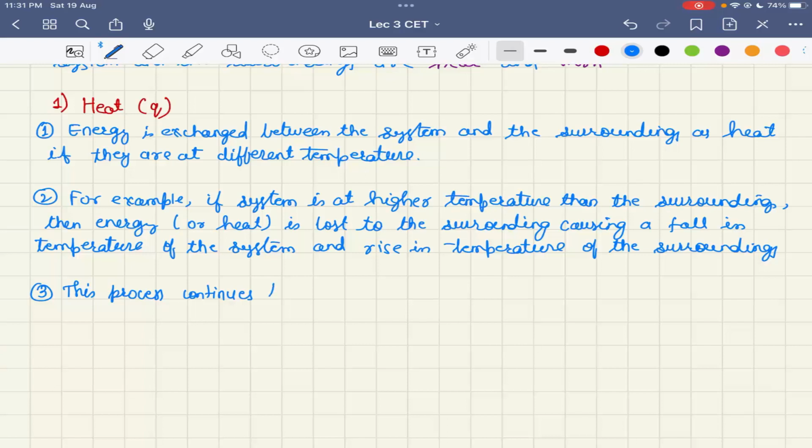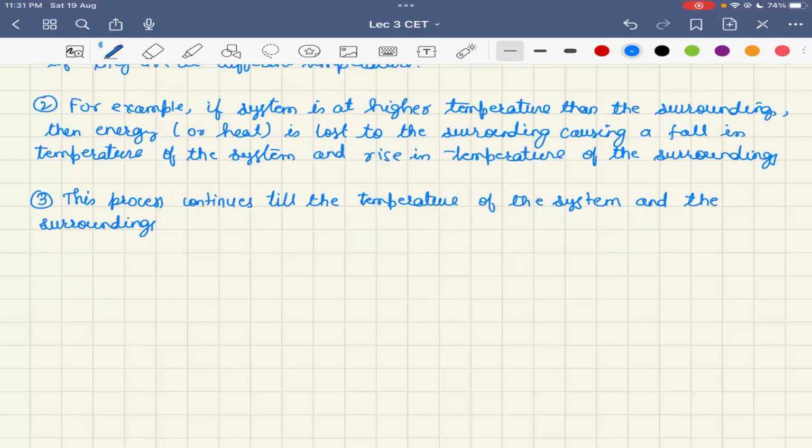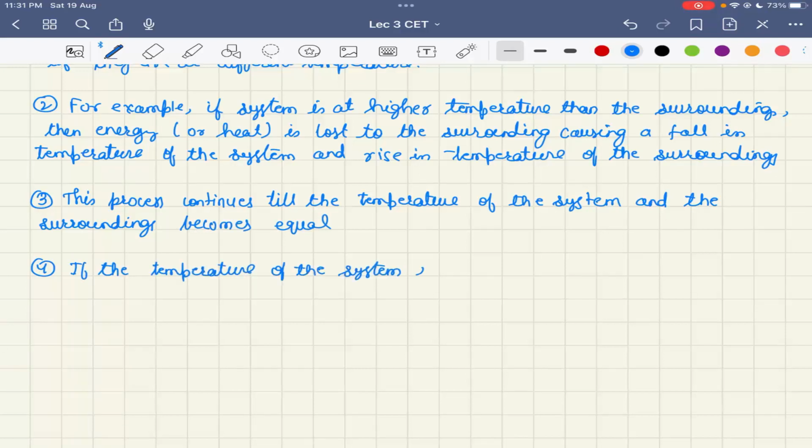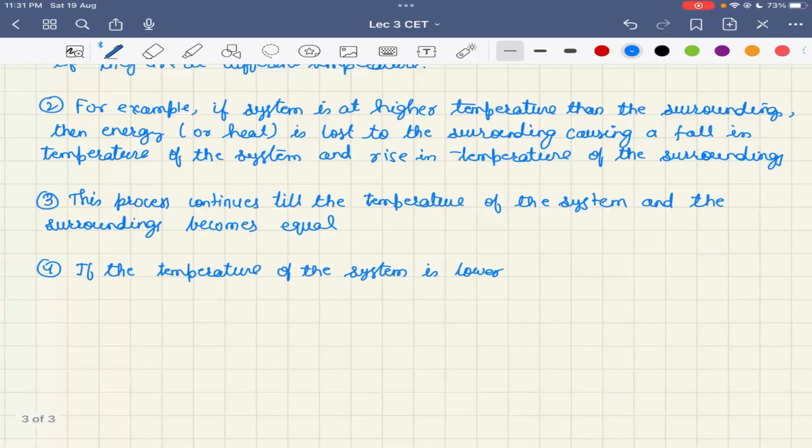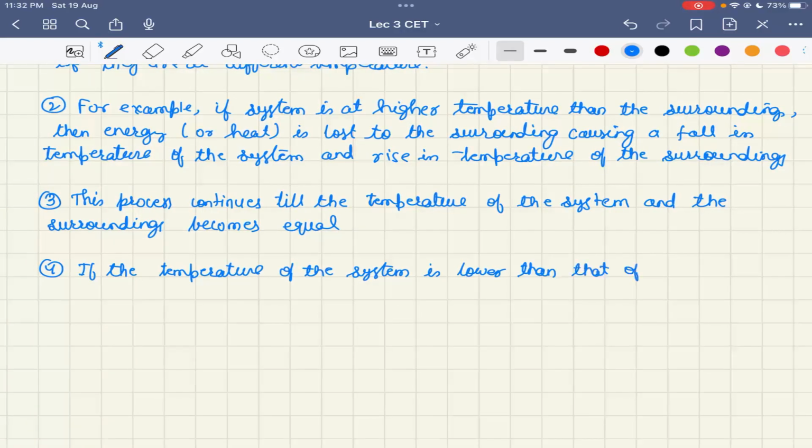till the temperature of the system and the surroundings become equal. If the temperature of the system is lower than that of surroundings, then energy is gained by the system.